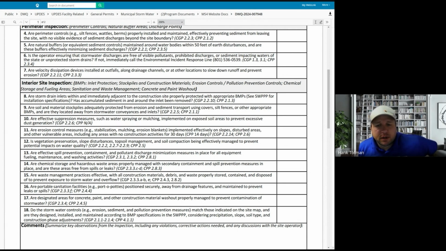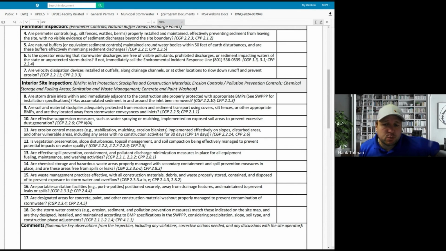So number 11, are erosion control measures implemented effectively on slopes? So again, we talked about this a little bit earlier, but slopes need to have effective erosion control measures, and that might mean that you have to have what we would typically call a perimeter control up at the top of the slope, right? Also, disturbed areas and other vulnerable areas, including areas with no construction activity for 30 days. So if we have areas that are going to be vulnerable and no construction activity is going to be on them, we need to provide some sort of stabilization.